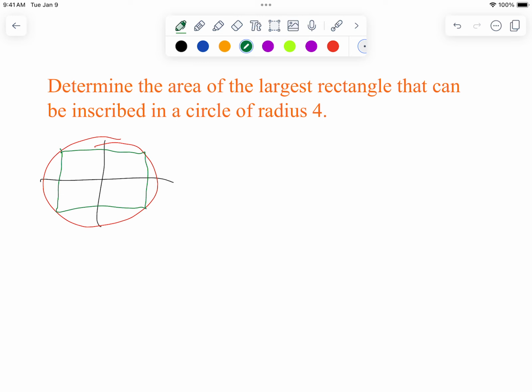Okay, so I want you to try this on your own. Pause the video, unpause when you are ready to check your work.